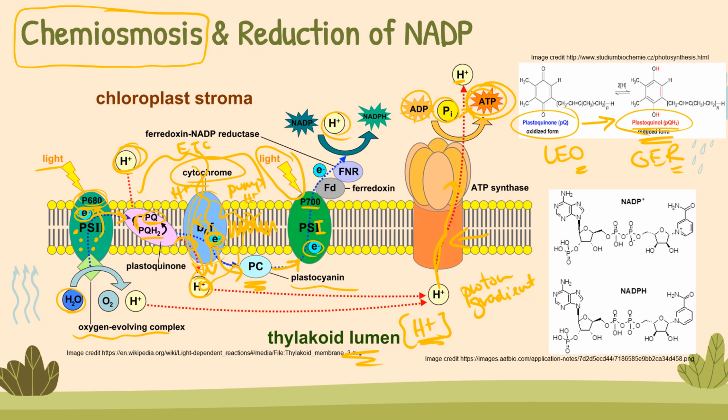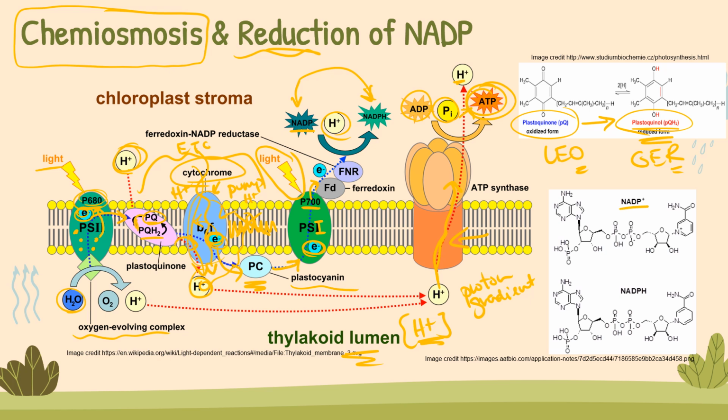But it's pretty much the same idea, except there isn't an oxygen evolving complex. We're not going to have any more photolysis. We are going to re-excite these electrons. So now when P700 loses electrons, instead of passing them to the electron transport chain, they get passed to ferredoxin, which is then going to reduce. We're going to have some more reduction happening. We're going to reduce this molecule NADP to NADPH.